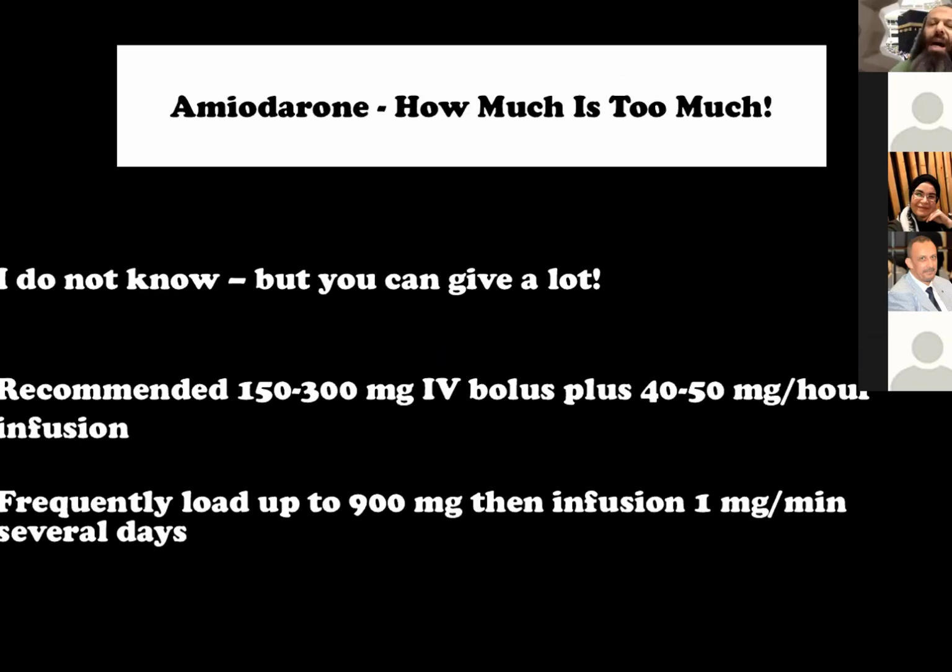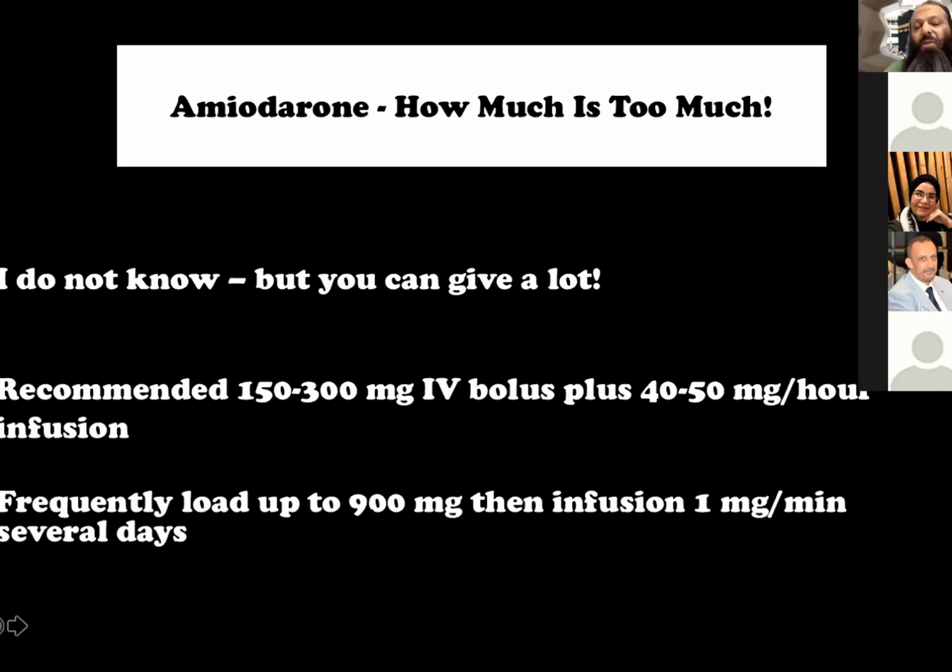So when you ask people how much amiodarone you will give for cardioversion in the ICU, some people will answer, we don't know, but you can give a lot. How much is a lot? 1 gram, 2 grams, 3 grams? So the recommended is between 150 to 300 milligrams as a bolus, then 40 to 50 milligrams per hour infusion. Usually we use this approach, or we use this method of maintenance over 24 hours.